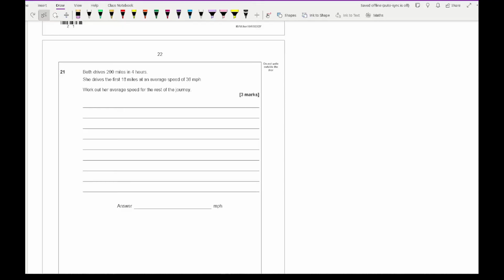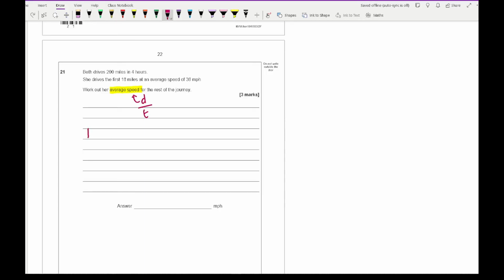So looking at question 21, it says that Beth drives 200 miles in 4 hours, and she drives the first 18 miles at an average speed of 36 miles per hour. And the question is asking us to work out the average speed of the rest of her journey. Now the actual question is asking us to work out speed. Now to work out speed, what I need to do is I need to know what the distance is, and I need to know what the time is.